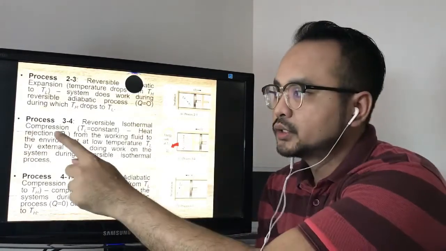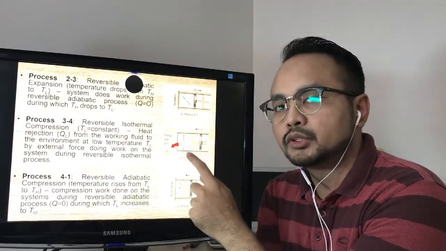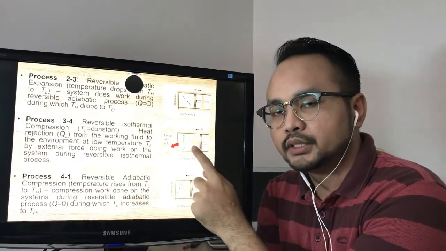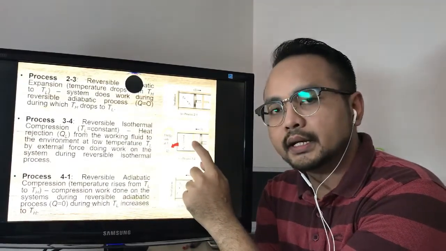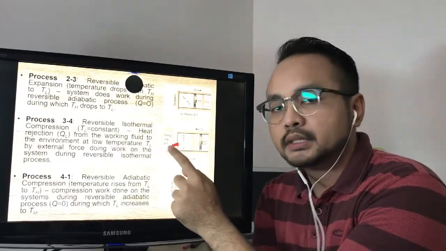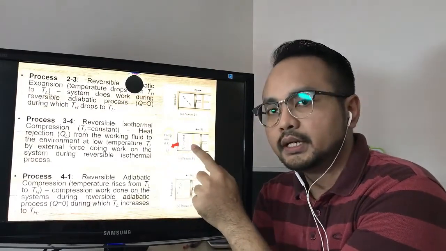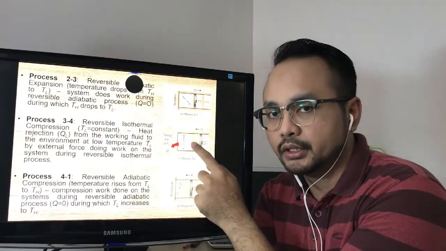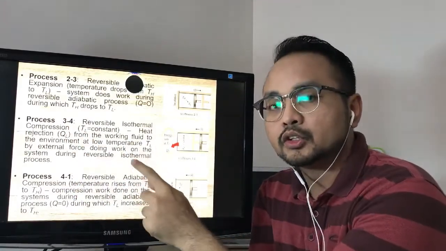Next, process 3 to 4, the piston at position 3 will go back toward position number 2, but this time we label that position as position number 4. And at this stage, Q from inside the piston cylinder will be channeled out into the energy sink, which is the surrounding. Even though the heat is released to the surrounding, the temperature inside the piston cylinder is not changing. So process 3 to 4 is undergoing isothermal compression.